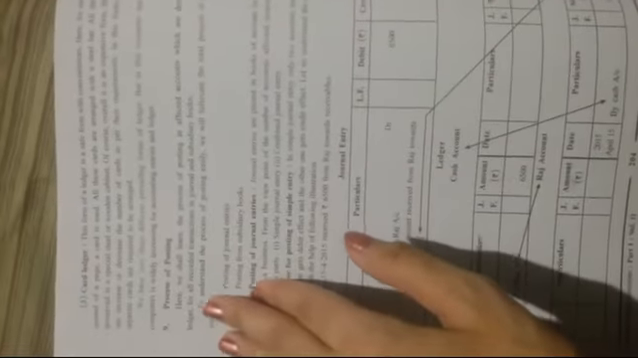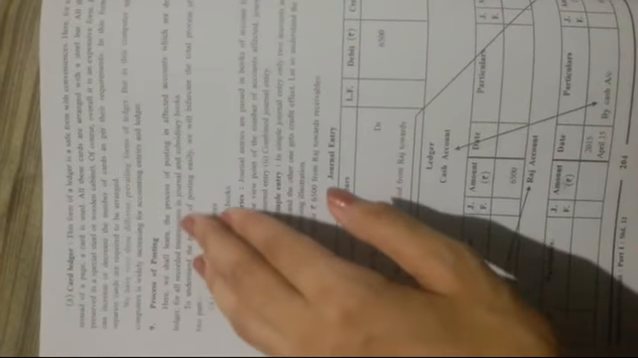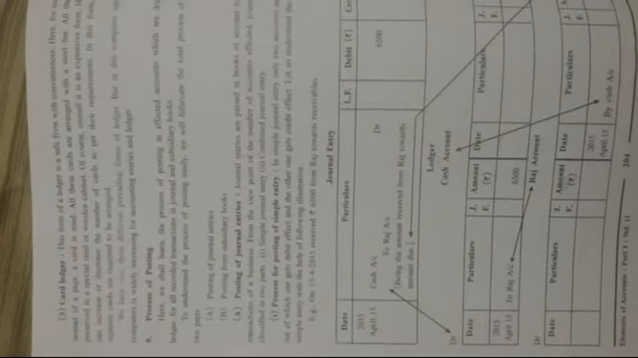So in the last video, the last point that we discussed was about the forms of ledger. Now let us look at the process of posting. The process of posting in affected accounts which are drawn in the ledger for all recorded transactions in the journal and the subsidiary books.